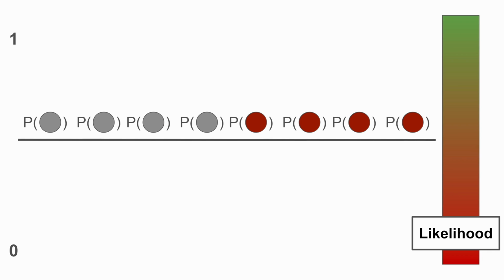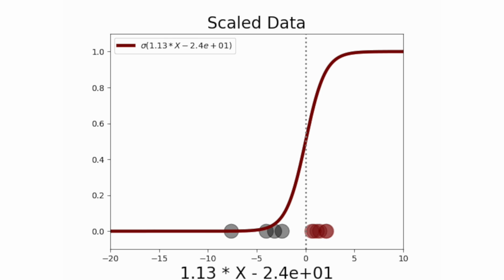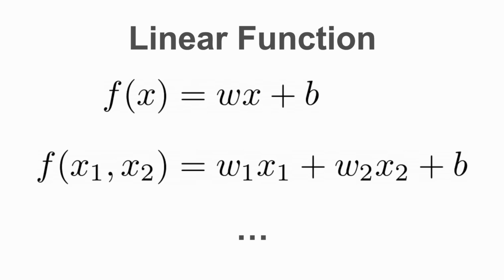We want probabilities that make the data as likely as possible. By increasing the magnitude of the values that go into the sigmoid function, we generate more extreme probabilities, which can improve the likelihood. We can do this by scaling the data. Notice that we're adjusting the amount by which the data is shifted as we scale in order to keep things properly centered. A function that shifts and scales in this way is called a linear function.